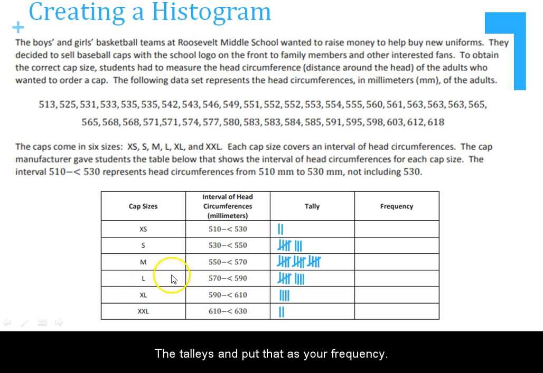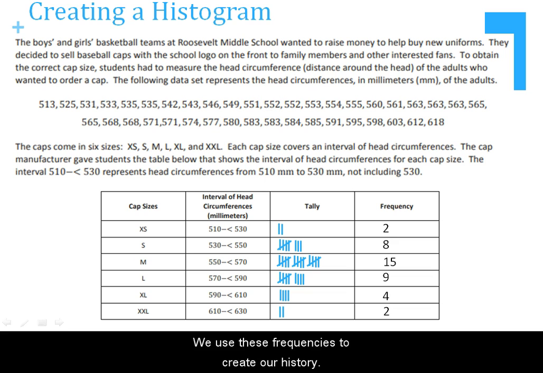Count the tallies and put that as your frequency. 2, 8, 15, 9, 4, and 2. We use these frequencies to create our histogram. Let's take a look.